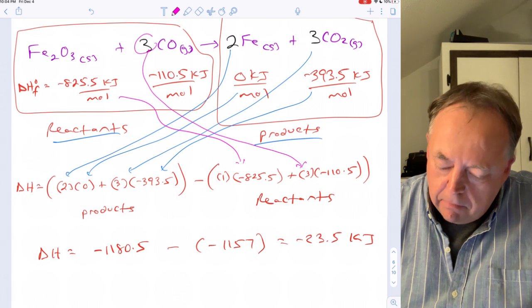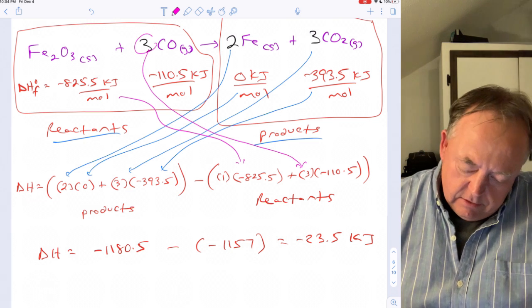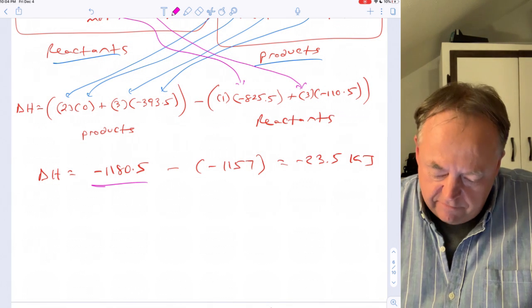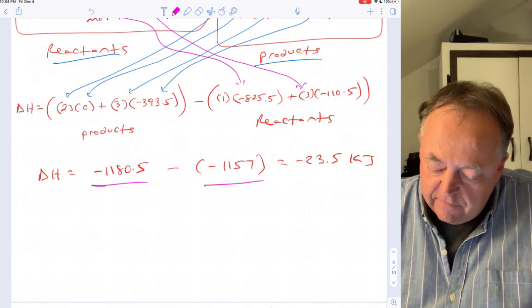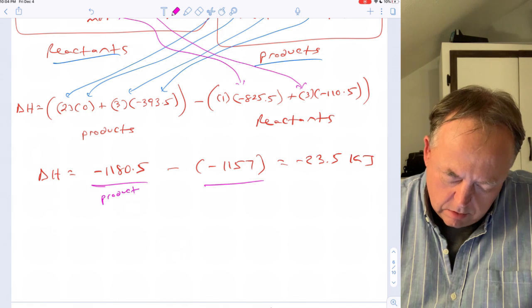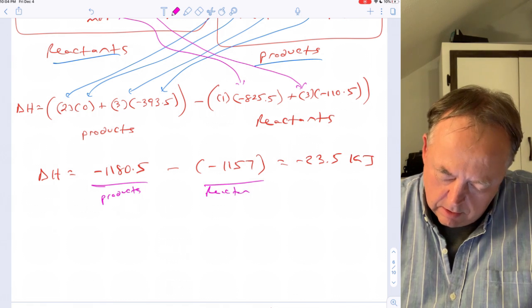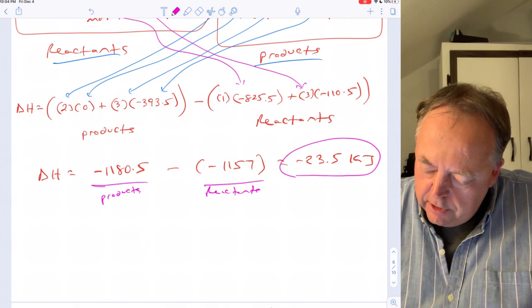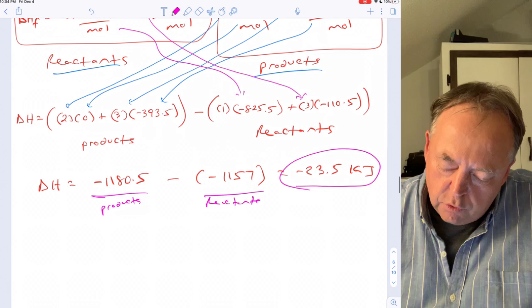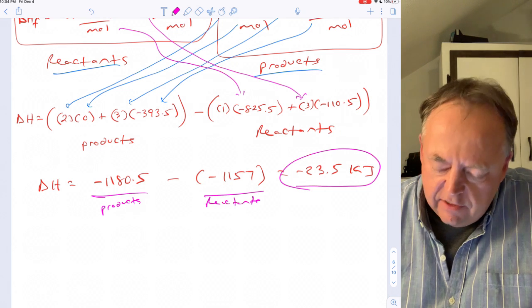of carbon monoxide. If you multiply that out, for the products you get negative 1180.5 minus negative 1157 for the reactants. And then if you add those two together, you get negative 23.5 kilojoules. So this reaction would be exothermic by 23.5 kilojoules.